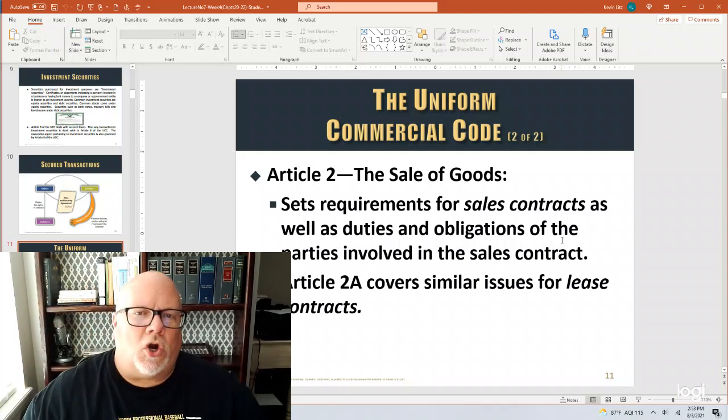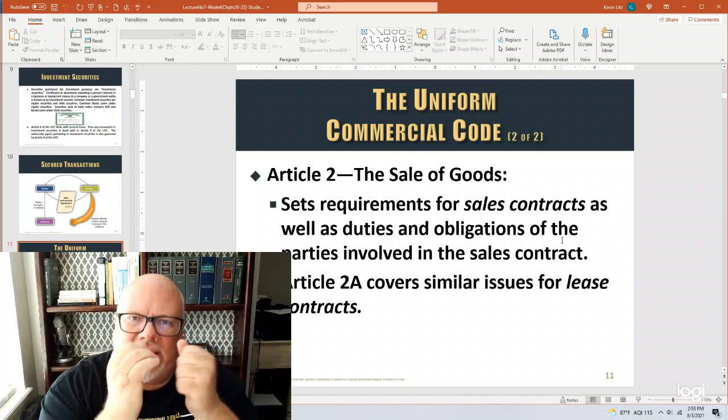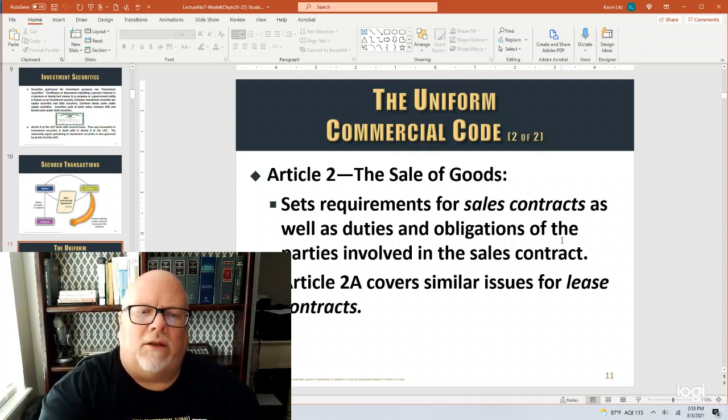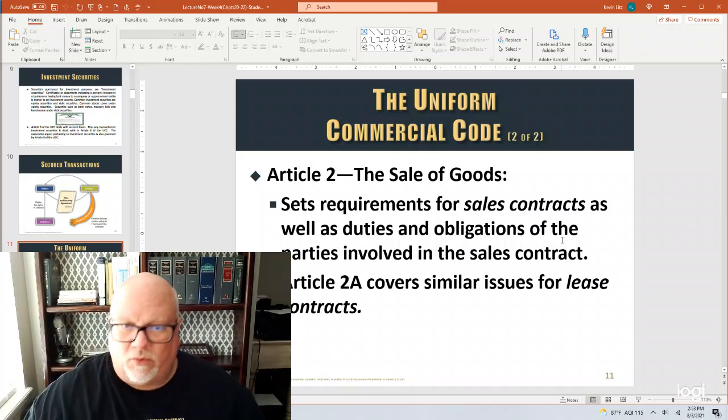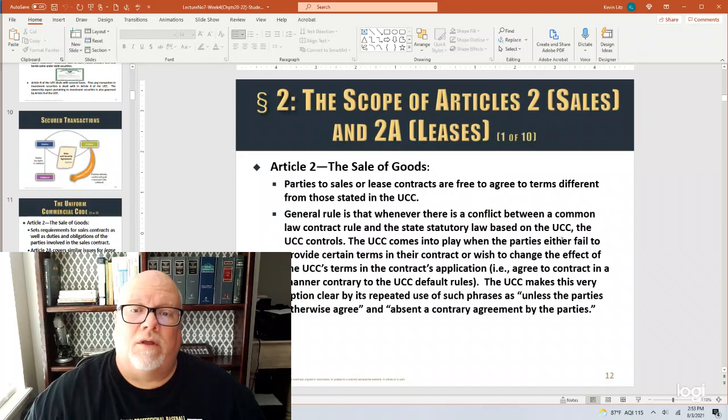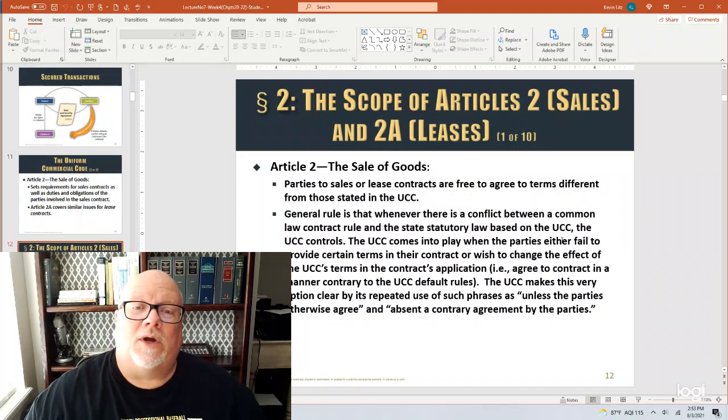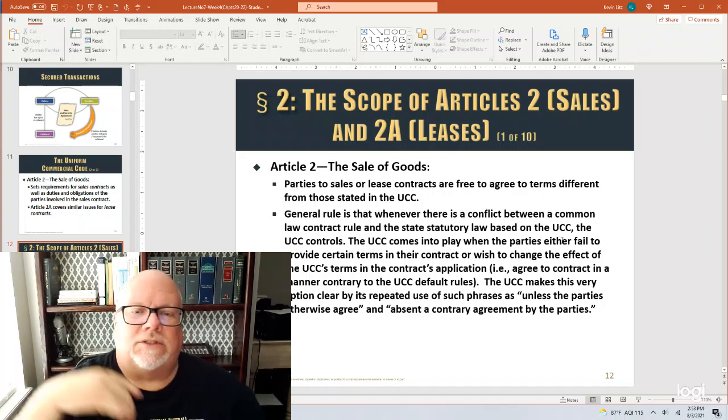So basically, Article 2 of the Uniform Commercial Code, or in Oklahoma, the Oklahoma Uniform Commercial Code, will talk about the sale of tangible goods and the duties. There's also a 2A, by the way, that refers to lease contracts. So if you're renting and you have a question, you can look up Article 2A of the Uniform Commercial Code. Now let's go back to Article 2, sale of goods.